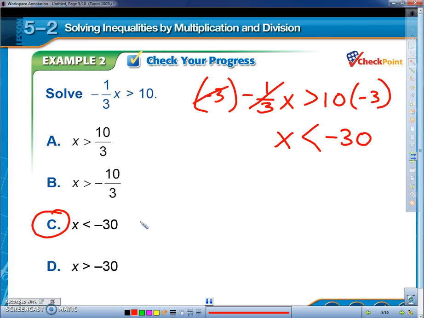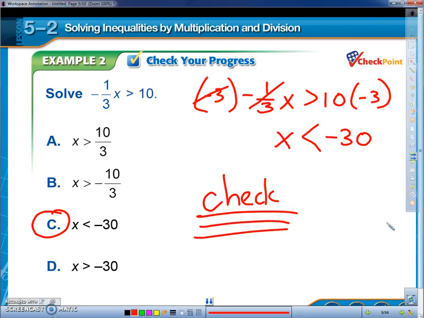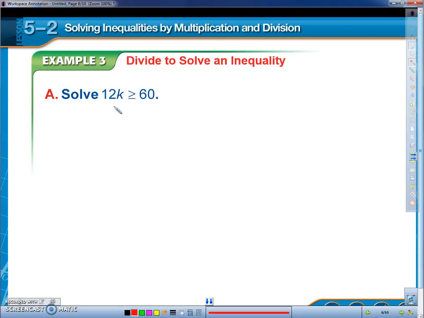No, it's not. So on these questions, you are not allowed to miss one because you can check your work. All right, I want you checking your work to make sure that you get the correct answer. Okay? So now, the same is going to be true for dividing an inequality.